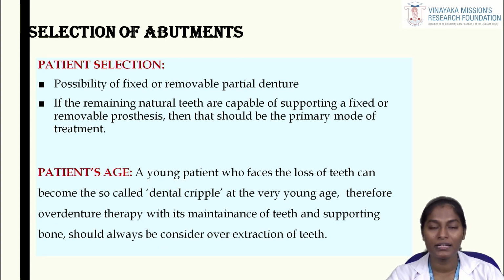And second thing, the patient's age. When a young patient walks into your clinic, like 30 to 40 years, who faces loosening of teeth, in such patients we can advise overdentures by retaining a few natural teeth, so that they will have a psychological benefit that they are not using conventional complete dentures at a very young age.